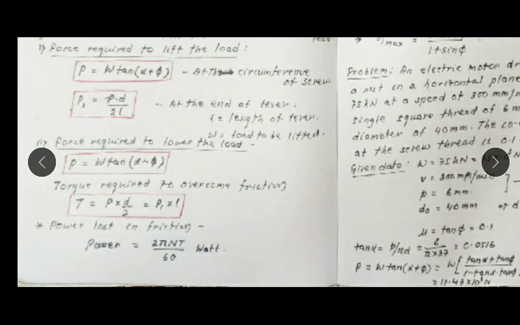Next, power lost in friction. The power equal to 2 pi N T by 60. When torque is in Newton meter and N is in RPM, then power will be in watt. Instead of this formula, we can also use power equal to T into omega, where omega is the angular velocity, and omega equal to 2 pi N by 60.